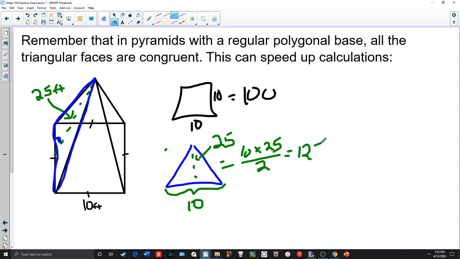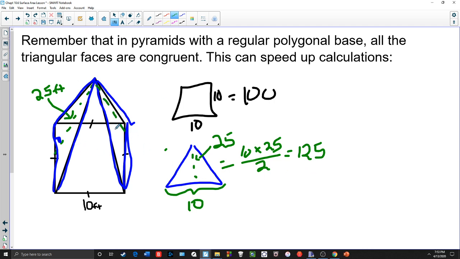Now, normally what we would do, like for a rectangular prism or a triangular prism, is we would find every single face here, right? But if you notice, if it's a regular polygon on the bottom, like a square, all the triangles are going to be the exact same. So this front triangle right here is also going to have a base of 10 and a height of 25 feet. And this triangle on this side is going to be the exact same. It's going to have a base of 10 and a height of 25 feet, because it's the exact same triangle just on the other side.